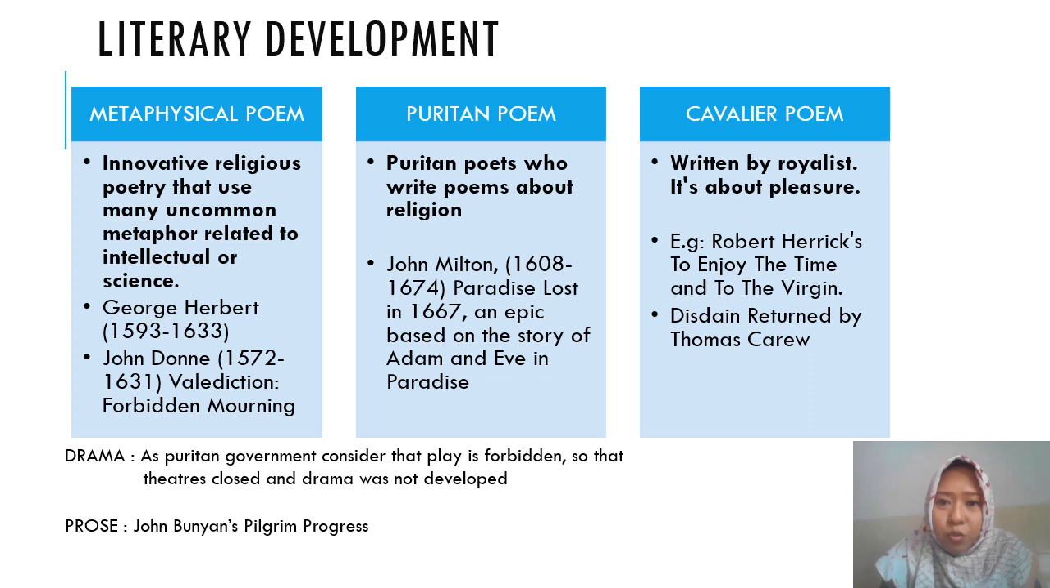And then the third one is the Cavalier poem. The Cavalier poem is poetry written by royalists. It is about pleasure. For example, Robert Herrick's "To Enjoy the Time" and "To the Virgin," written by Thomas Carew. So these are the three kinds of poems written in the Puritan era.